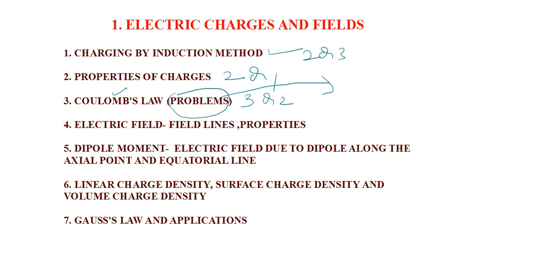And the next topic is electric field, field lines, properties. The definition of electric field, how to represent the field lines, and the properties of the field lines. These questions may be asked individually: what is electric field, what are field lines and how to represent them, and what are the properties of field lines. This type of question may arise, and it may be for 3 or 2 marks. I recommend that most probably the questions will be asked for 2 marks. Please remember this.